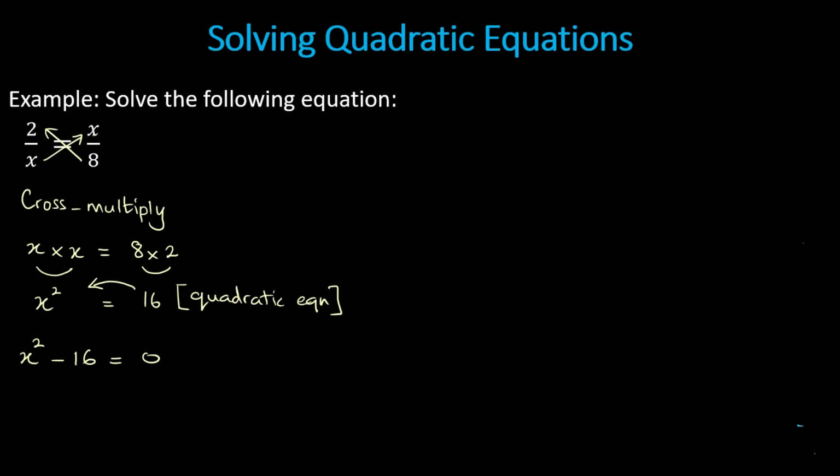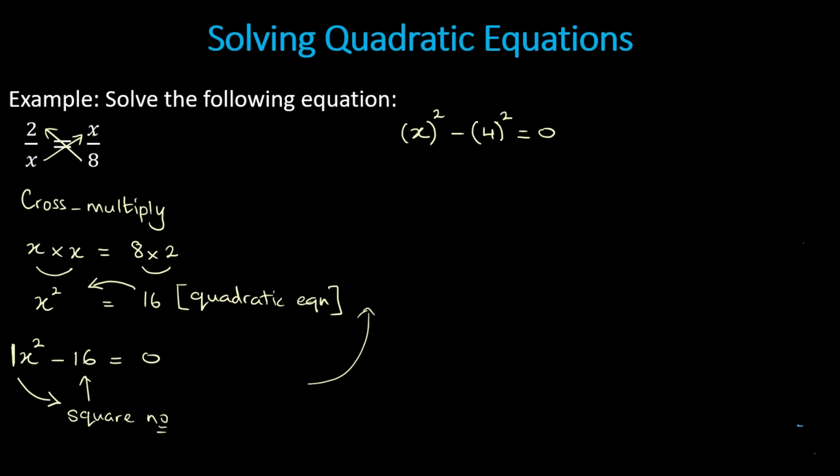Now if you take a look at the quadratic expression on the left, we observe that 16 is a square number, and in front of the x squared, again you have 1, which is also a square number. So this expression on the left can be written simply as x to the power of 2 minus 4 to the power of 2 equal to 0.